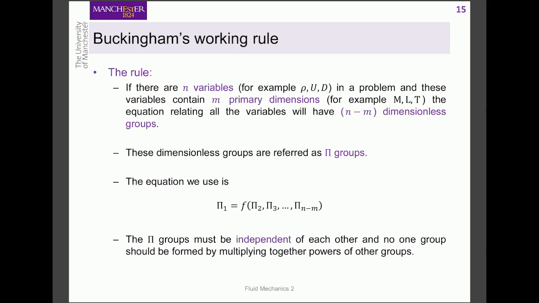So you state your variables and you say, I have, for example, 8 variables. You count the number of dimensions and you say, for example, I have 5 dimensions. 8 minus 5 is 3. You can say immediately that your problem will be governed by 3 dimensionless parameters. These dimensionless parameters are also called pi groups. Each pi group does not depend on the others.